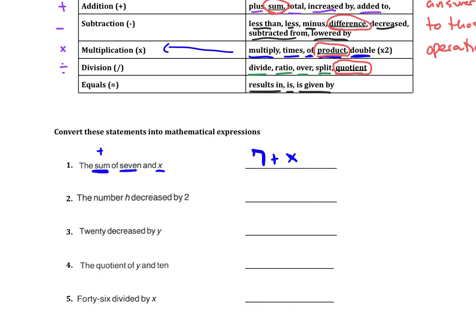Okay, so for number 2, the number h decreased by 2. So decreased means get smaller. Something decreases, it is getting smaller. So decreases is going to be subtraction. So I'm going to take h minus 2 because you're taking the number h and you're decreasing it by 2. Number 3, another one, 20 decreased by y, so it's going to be subtraction. So you're going to take 20 minus y.